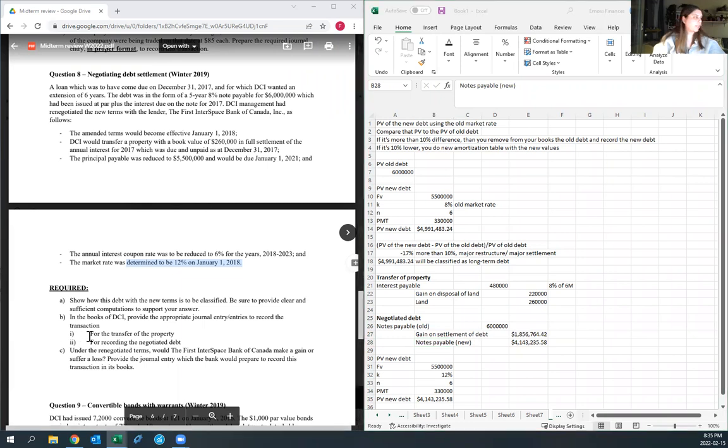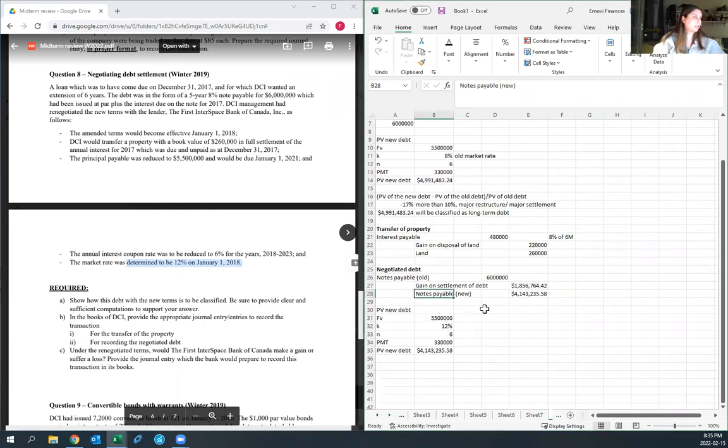All right, for C, under renegotiated terms, would the First Interspace Bank of Canada make a gain or suffer a loss? Provide the journal entry which the bank would prepare to record this transaction in its books. So first, they're gonna want to record the land that they acquired.